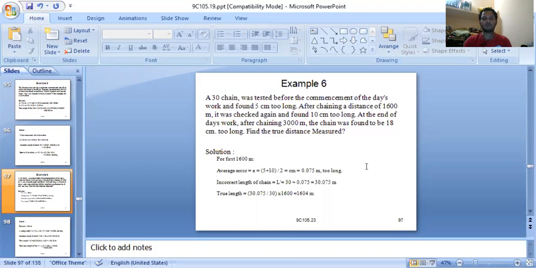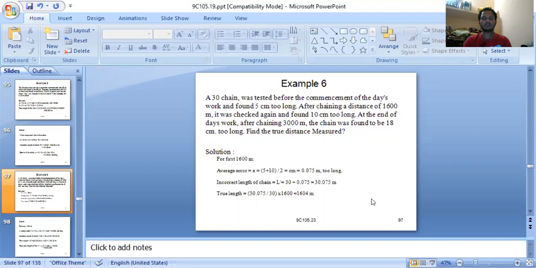In the second half of the problem, the average error is 10 centimeter plus 18 centimeter divided by 2, which is equal to 14 centimeter, meaning 0.14 meter. By using these errors, we can calculate the true length in the first half of the survey and the second half of the survey. In the first half, the formula for true length is L dash by L into measured length, which we have already discussed, where L dash is the average of the errors at the starting and after measuring 1600 meter length, which is 30.075.